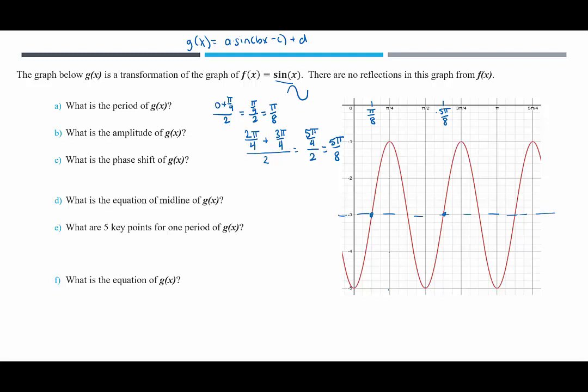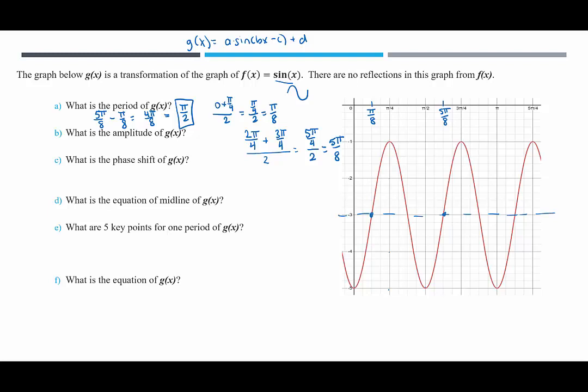So now I know the starting x coordinate, I know the ending x coordinate. To find the period, I need the difference between those. So the period will be 5 pi over 8 minus 1 pi over 8, which equals 4 pi over 8. And we're going to simplify that down to pi over 2. Hooray, we have the period.